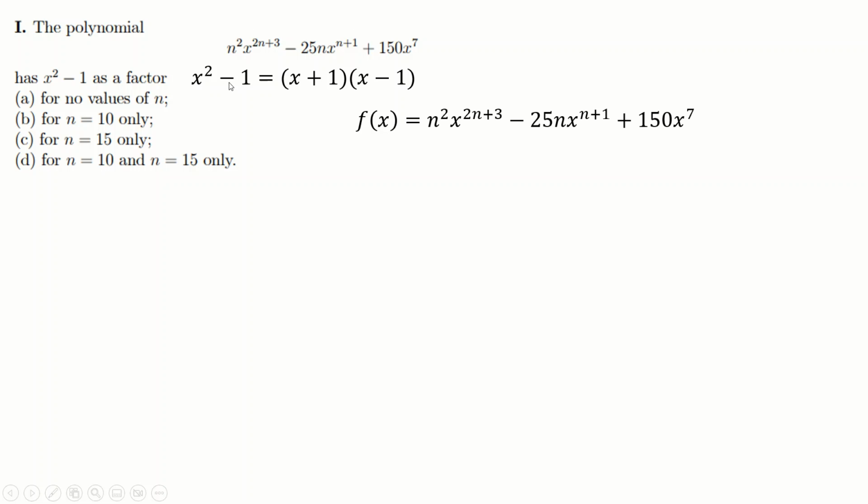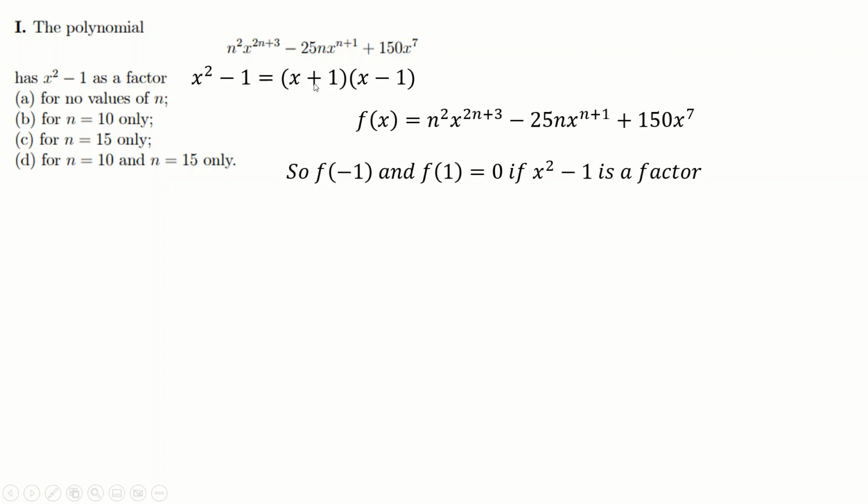Imagine if 15 is a factor, then that means 3 and 5 are. Like if 15 is a factor of a number, 3 and 5 are also factors, because you can just break 15 into these two things. So these two things must be factors of this function. But if these two things are factors, think about factor theorem. If x plus 1 is a factor of f of x, then that means f of minus 1 is 0. And if x minus 1 is a factor of f of x, that means f of 1 is 0. That's what factor theorem says.